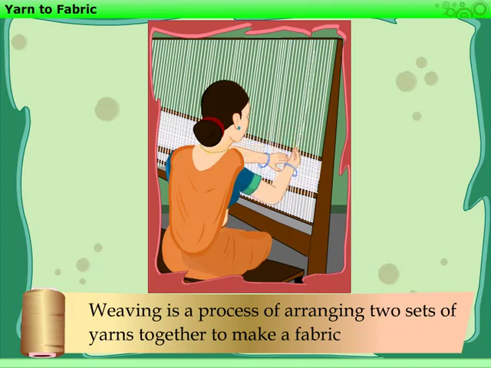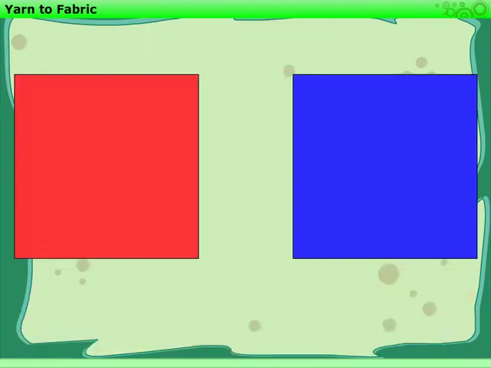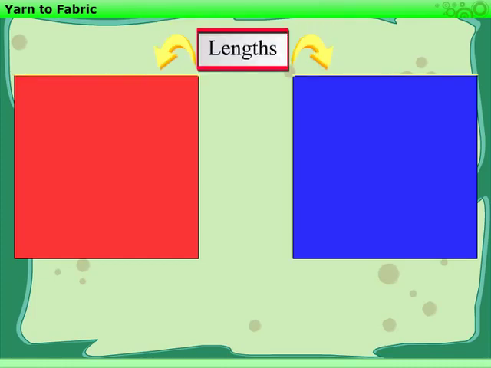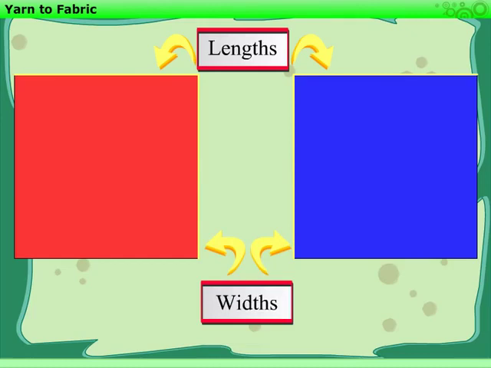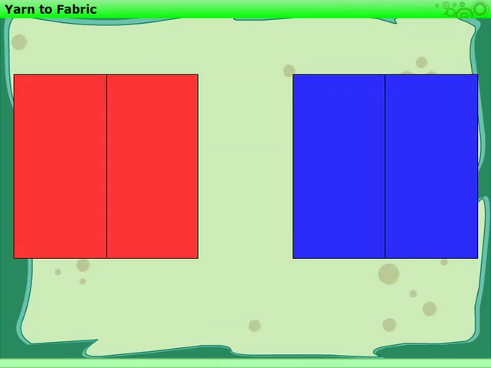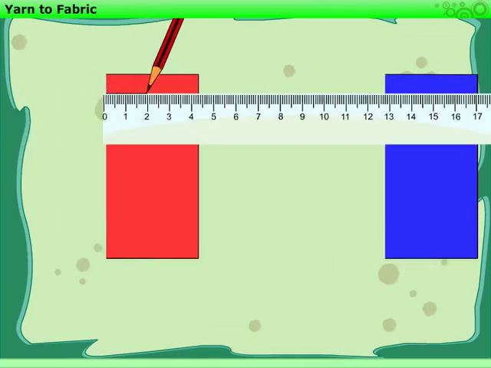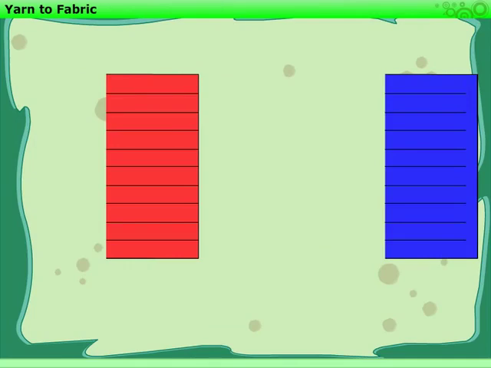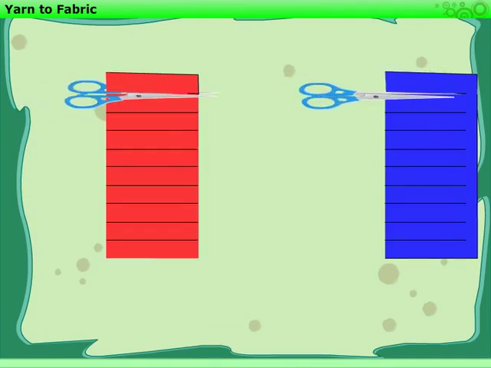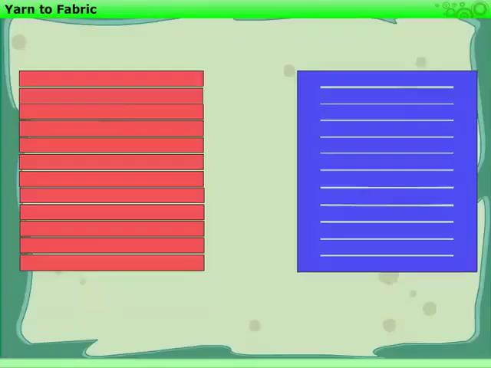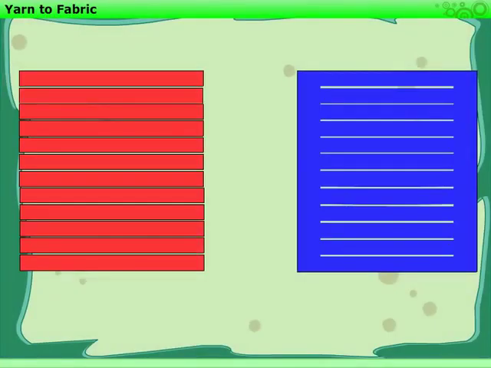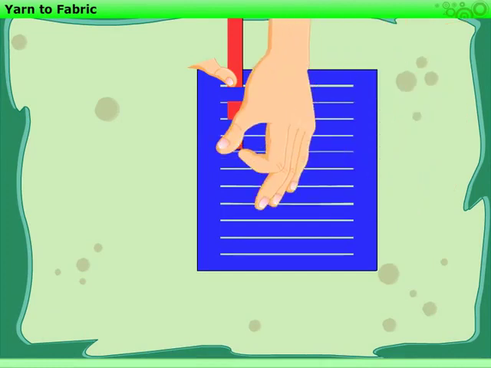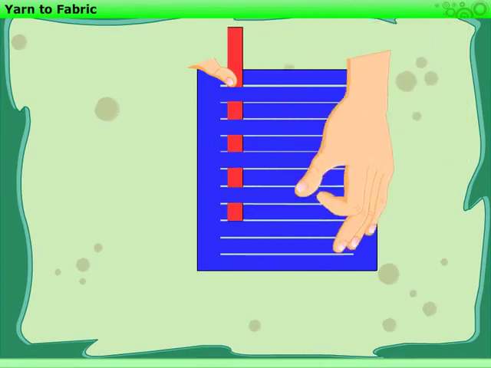To understand this process, let us perform a small activity. Take two sheets of paper of different colors such that their lengths and widths are equal to 30 centimeters each. Now fold both the sheets into half and draw lines on the sheets as shown. Cut both the sheets along the lines and then unfold. Weave the red strips one by one through the slits in the sheet of blue paper as shown.